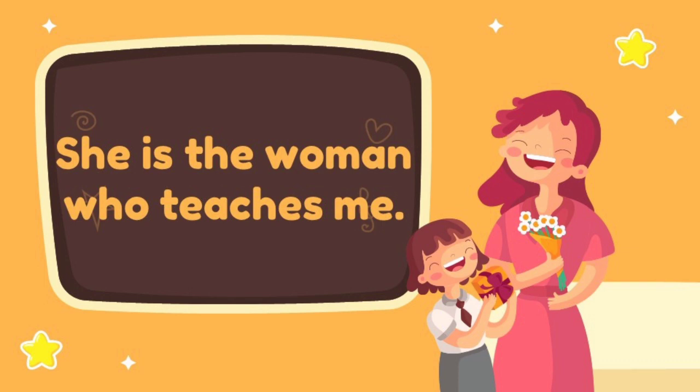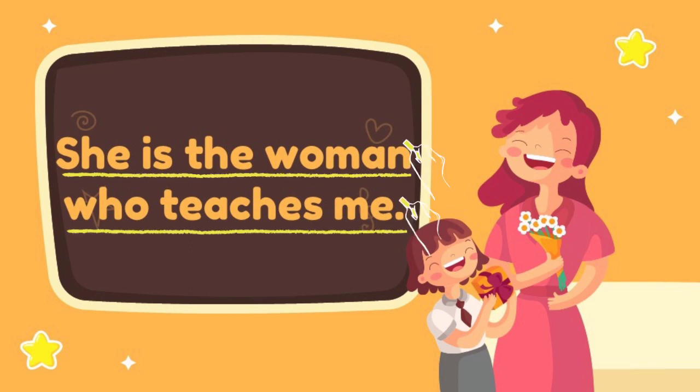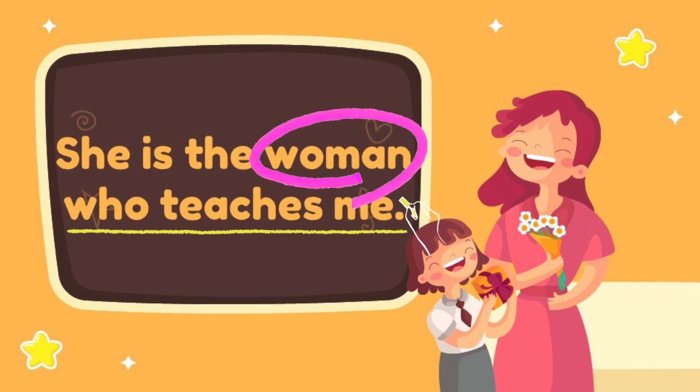In this sentence, there are two clauses. The first clause is she is the woman, and the second clause is who teaches me. The clause who teaches me is called a dependent clause. Why? Because it cannot stand alone and it has a function to describe the word woman.